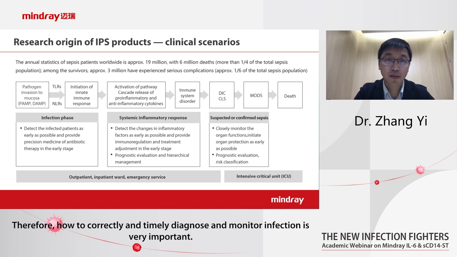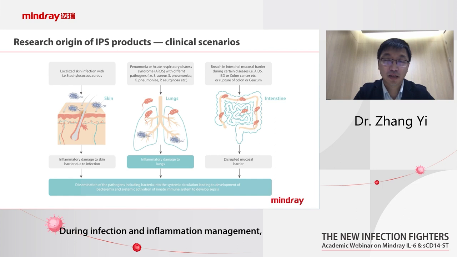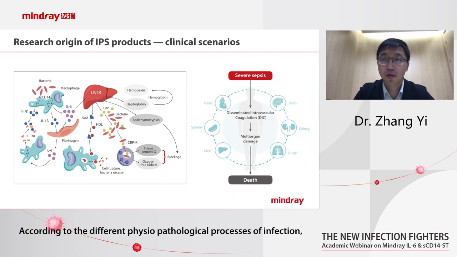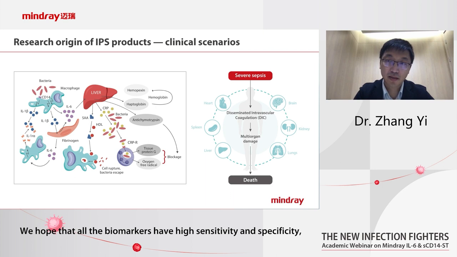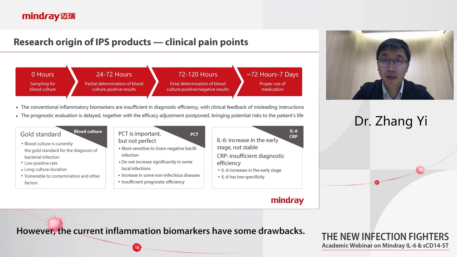During infection and inflammation management, different clinical scenarios and stages have different requirements. According to the different physiopathological processes of infection, many biomarkers have been reported, studied, and widely used. We hope that all the biomarkers have high sensitivity and specificity, which could monitor treatment results and assess prognosis outcome. However, the current inflammation biomarkers have some drawbacks.